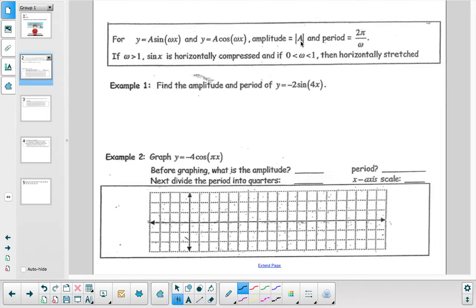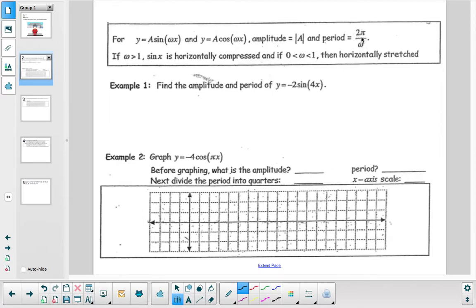The amplitude is the positive version of A, so always take the absolute value of it. It should never be negative. The period is 2 pi divided by omega. The normal period is 2 pi for sine and cosine. For tangent, it's pi, so we'll get into that more tomorrow.